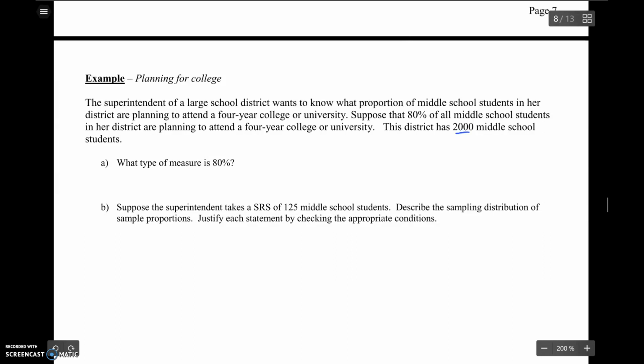The type of measure is the 80%. So it says 80% of all 2,000. So that is a population proportion. It is a parameter. It is P equals 0.80. So I'm kind of putting more than I need to there, but basically it's a population parameter.